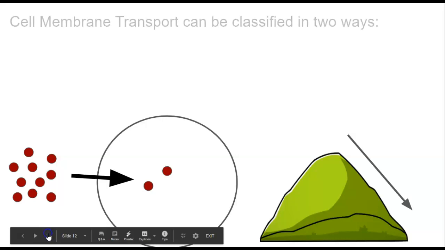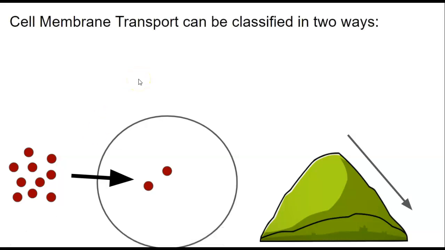All right, so cell membrane transport, so how we move things across the cell membrane, can be classified in two ways. Okay, so go ahead and write that down because we're going to talk about the two ways that it can be classified.